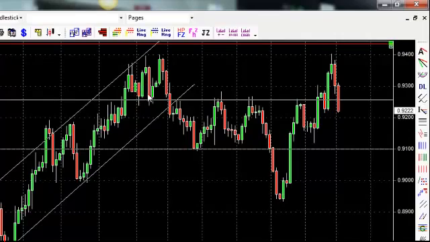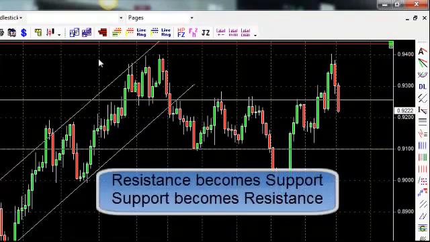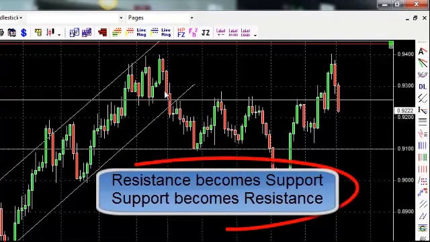So now you can see that price is having a difficult time breaking back through the floor. Eventually it breaks through the floor. See it now, it becomes the ceiling, right? So your resistance now becomes your support. Once it broke through what was your support, now becomes your resistance. Do you understand? So look for those.